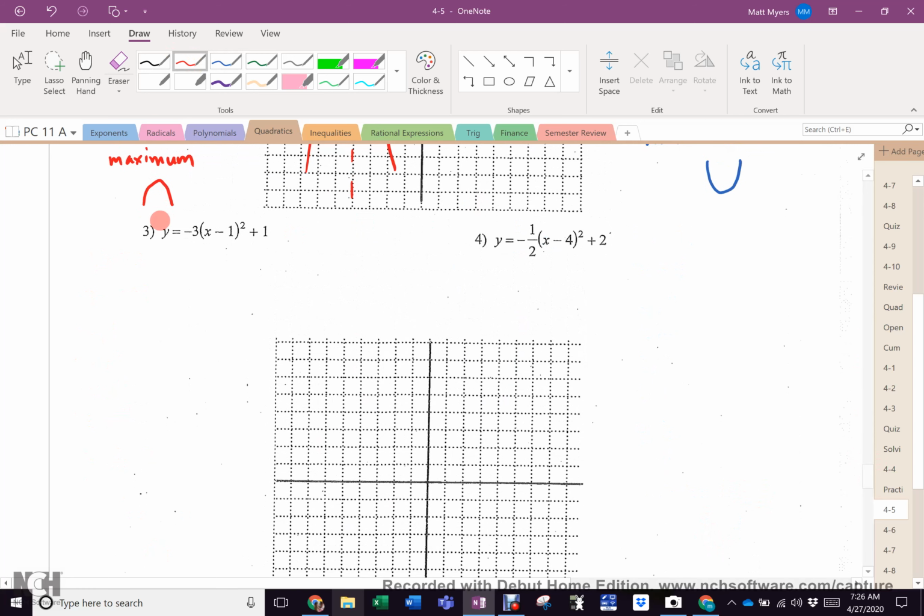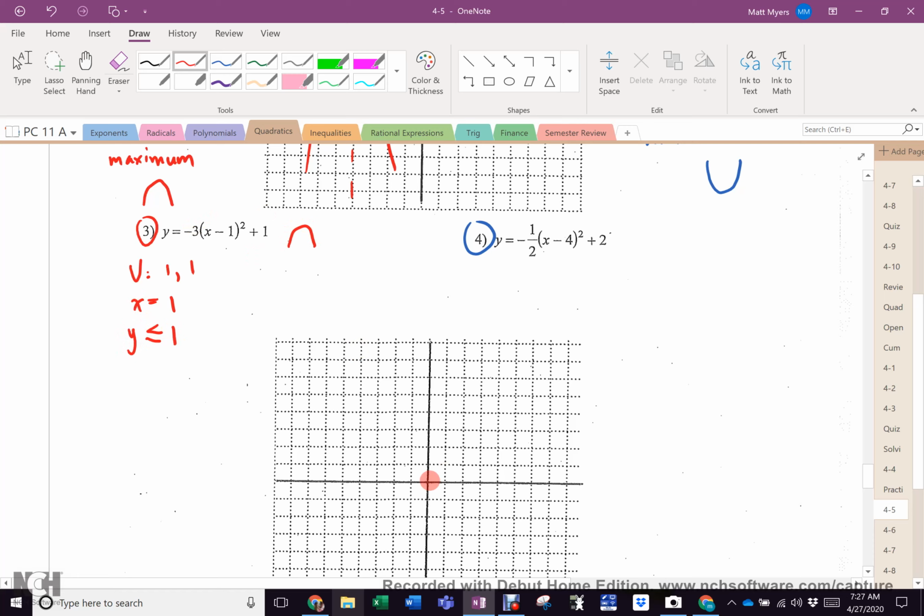So again, here we go. Red, blue. So the red one, my vertex right away is 1, 1. X equals 1. And since that's negative, it's that kind of parabola, which means y has to be less than or equal to 1.